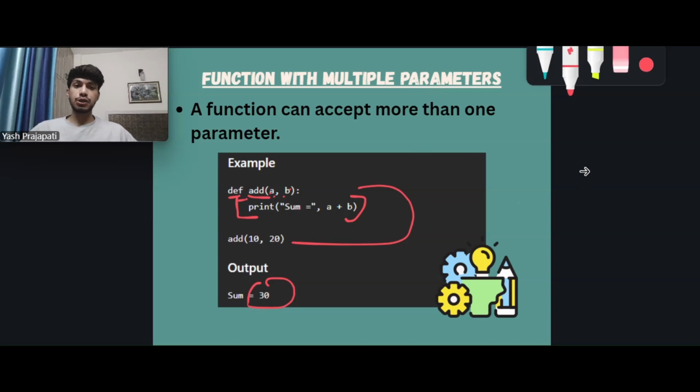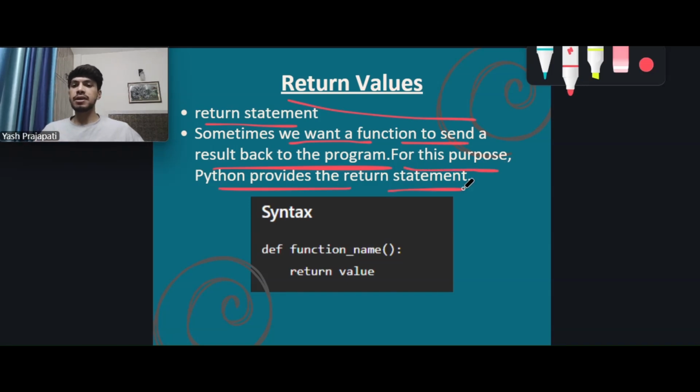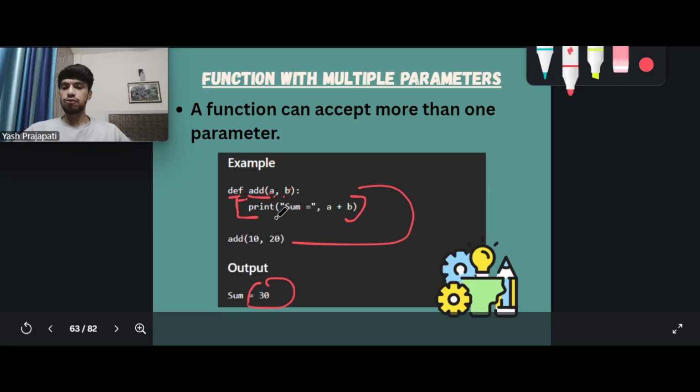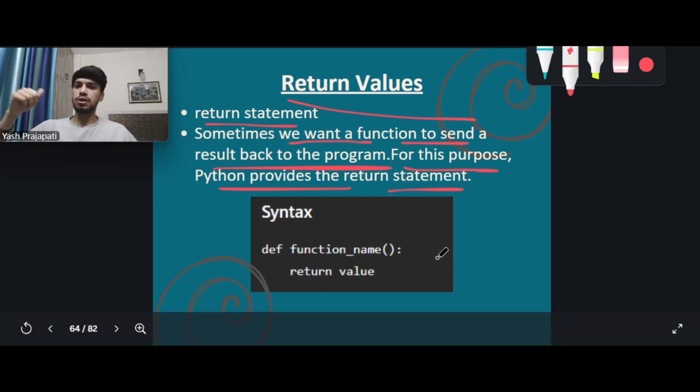Now we'll see a new thing, which is the return statement, or return value. Sometimes we want a function to send a value back to the program. For this purpose, Python provides the return statement. If we have to print it, we use the print function. If we want to return the value instead of printing it, going back to the call, we use the return statement. The syntax is similar: we use return and the value we have to return.